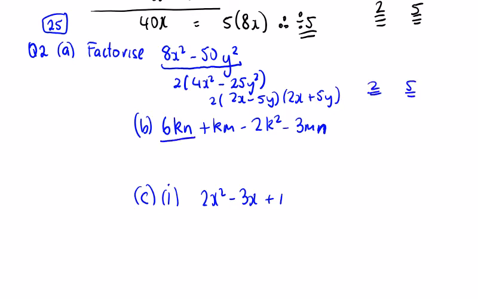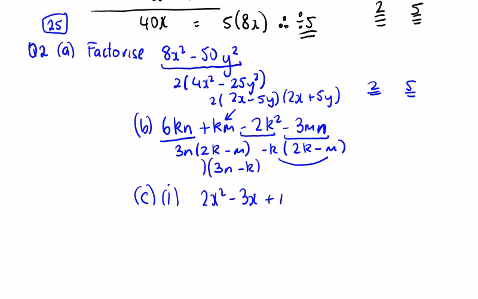This one here, I'm going to pair normally the first and the second, but I'm going to compare the first and the last here. I can see there's a 3n in both of these. So 3n is going to leave me 2k to get 6kn, and it's going to leave me minus m to get minus 3mn. The second bracket has to be the same, so write it down and we'll match it off. How am I going to get minus 2k squared here? I'm going to have to put a minus k in front, and then minus k by minus m is your plus km. So combining the terms, we're going to get (3n minus k) and (2k minus m). Again, 2 and 5.